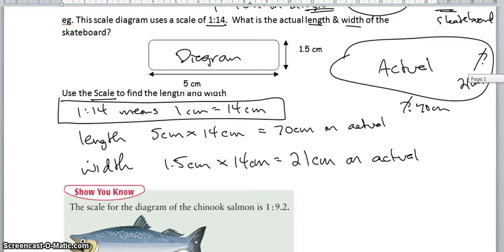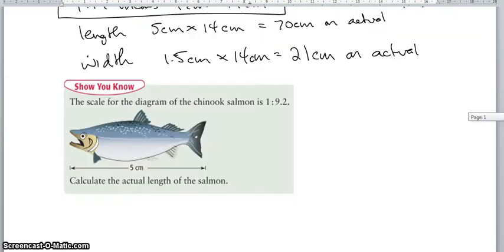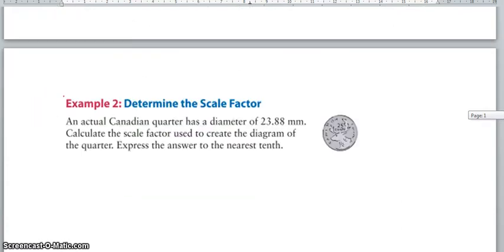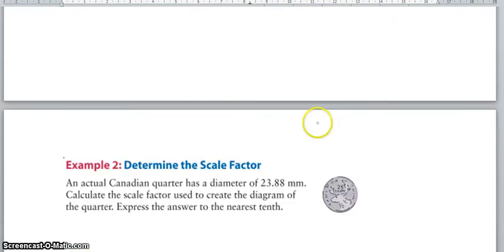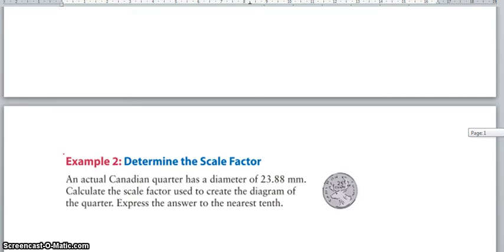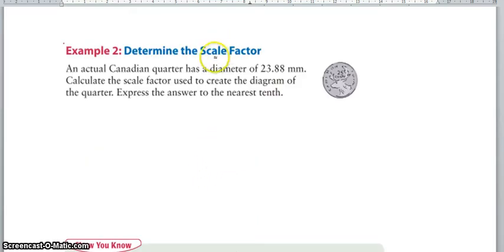I'll let you try that, show you know, there with the Chinook salmon. It gives you the scale as well. You're going to do the same thing and calculate the actual length. And now here we're going to determine the scale factor for the Canadian quarter. So now we're working backwards. The actual Canadian quarter has a diameter of 23.88 millimeters. Calculate the scale factor used to create the diagram of the quarter. Express your answer to the nearest tenth.